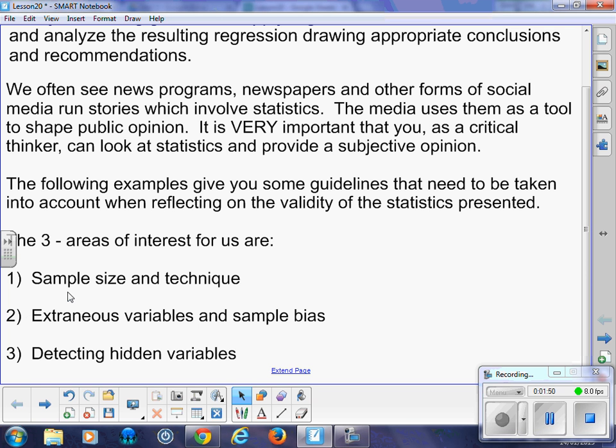So there's three areas that I'm going to focus on today. The first one is sample size and technique, to show how changing the sample size, changing your sampling technique can really skew your data. I want to talk about an extraneous variable and sample bias, and then finally that hidden variable. So there's three examples that are going to touch on each one, and like I said, it's going to be more challenging for you in your project because you've got to take a step back and figure out which of these may apply to the particular situation, or in the media or whatever piece of data you are looking at.